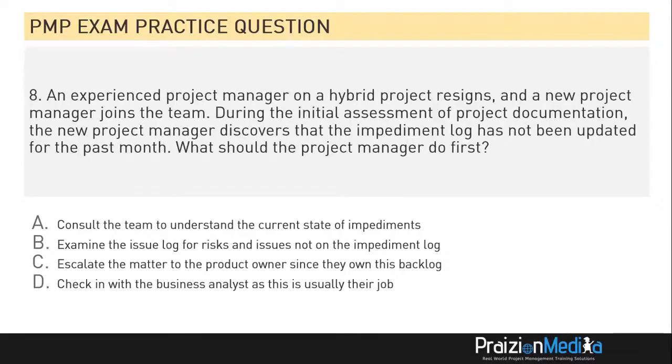All right. Well, let's round this up. So we have, do you consult with the team to understand the current state of impediments? Do you examine the issue log for risks and issues, not on the impediment log? Do you escalate the matter to the product owner since they own this backlog? Or do you check in with the business analyst, as this is usually their job?